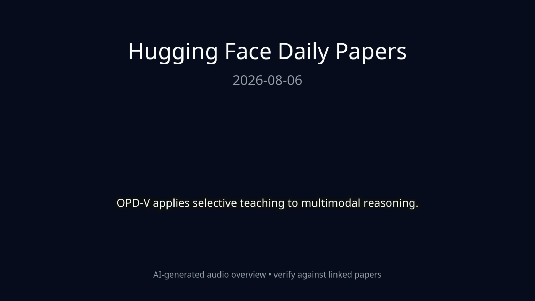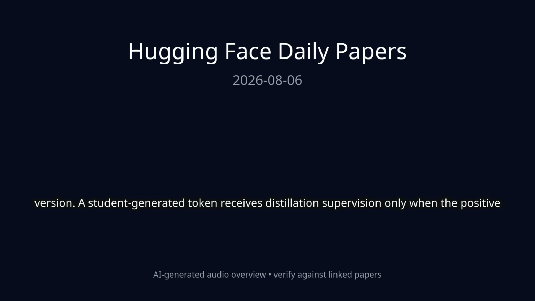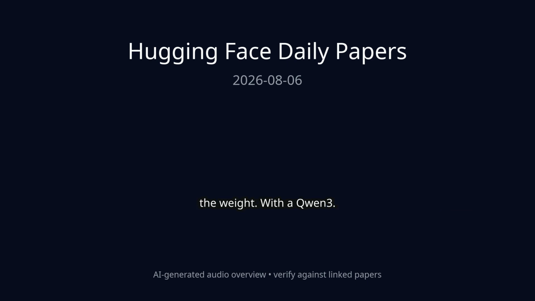OPD-V applies selective teaching to multimodal reasoning. During training, one teacher sees an evidence-centered crop, while another sees a masked version. A student-generated token receives distillation supervision only when the positive teacher assigns it a stronger probability than the negative teacher, and the margin controls the weight.